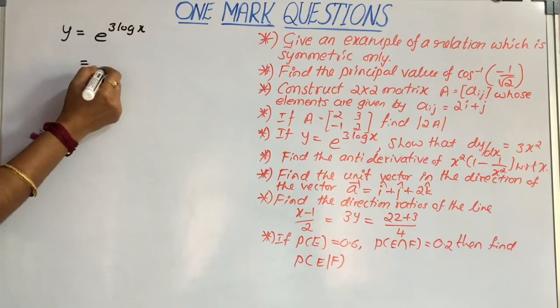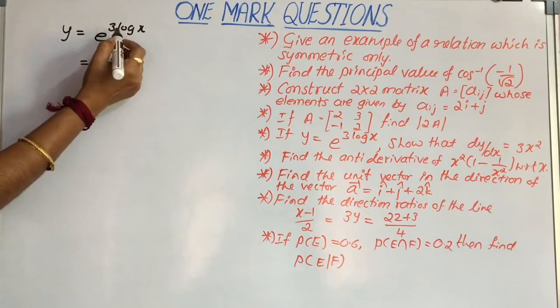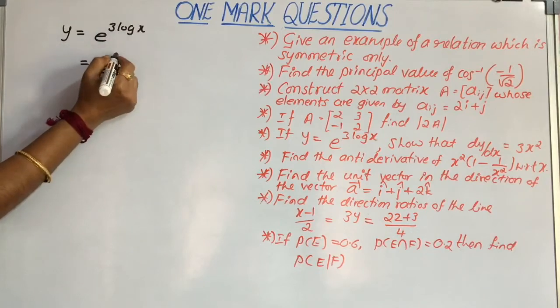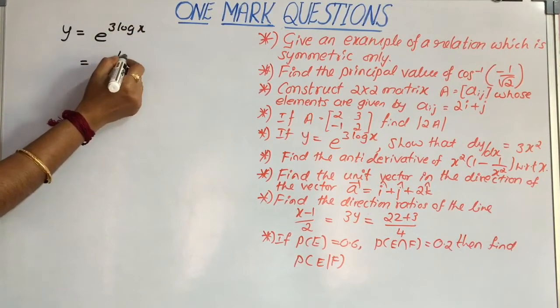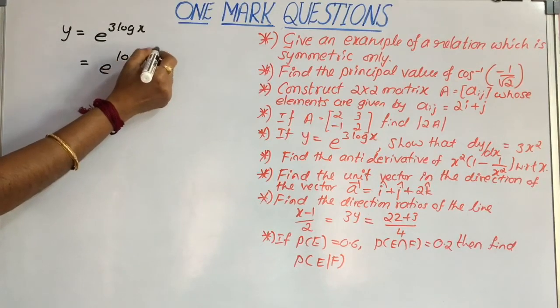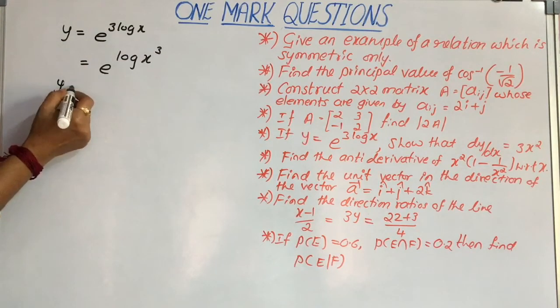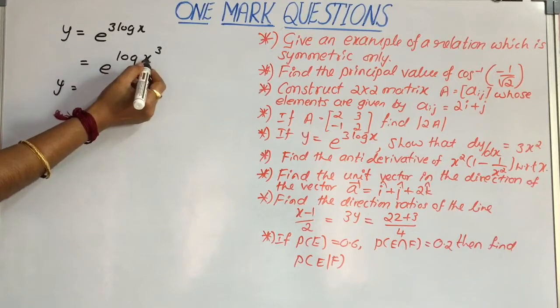This can also be written as e to the power, so this is of the form n log a, which can also be written as log a to the power n. That means e to the power log of x cube. And we know that e to the power log of f of x is f of x itself.